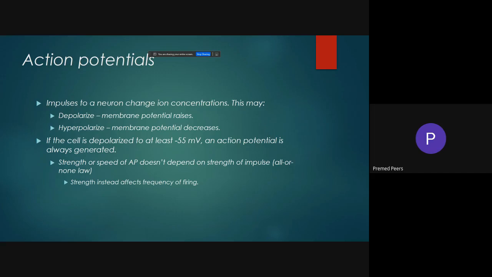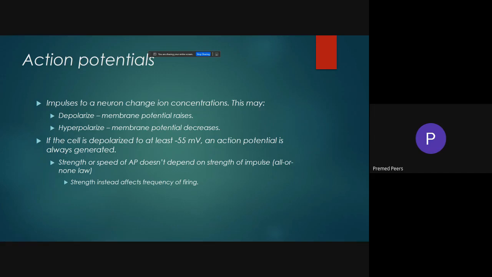So it's a cycle, right? We're starting just at a point here. And there are 2 terms to know here. A cell can depolarize, which means that the membrane potential is higher, or it can hyperpolarize, which means that it decreases. So depolarize means it's more positive, hyperpolarized means it's more negative. And that's relative to that negative 70 millivolts from before.